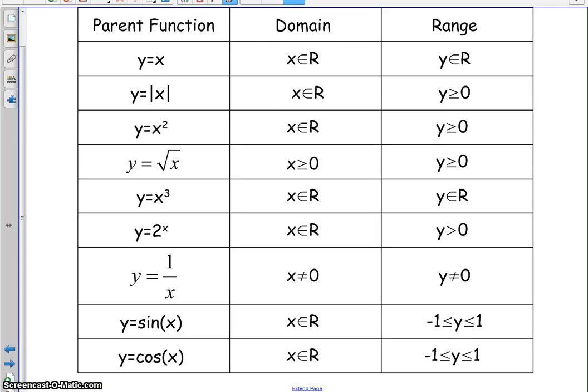So hopefully some of these come to mind pretty quickly. Like y equals x is the standard line that you've seen way back in grade 9. Y equals x squared you've seen a lot of back in grade 10. So you can see their domain and range from there.